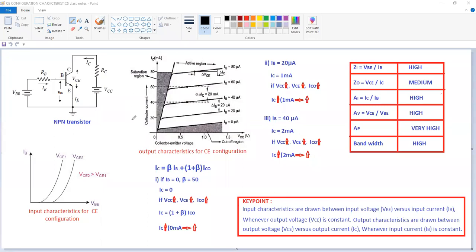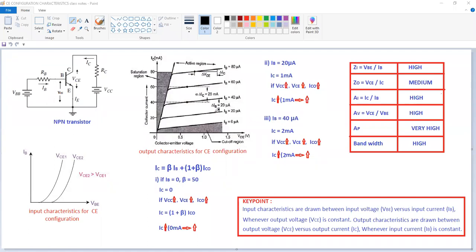Now, the output characteristics of your common emitter configuration. Output characteristics are drawn between the output voltage VCE versus output current IC, whenever the input current is constant. If you observe this circuit, the output voltage is VCE and the output current is IC. So you have to take output voltage VCE on the x-axis and output current IC in terms of milliamps on the y-axis, whenever the input current IB is constant.